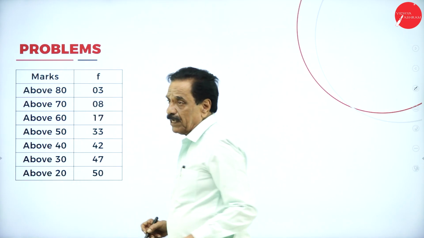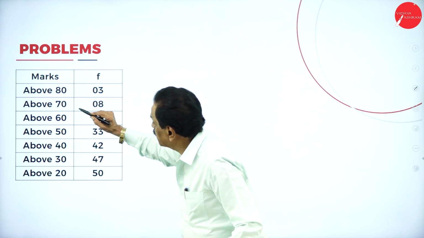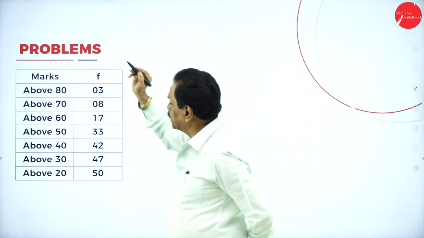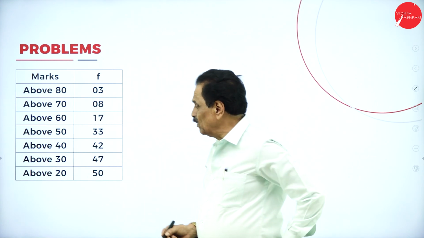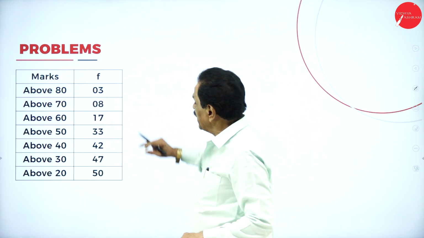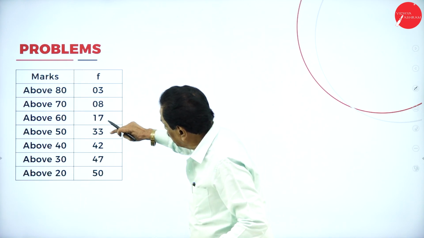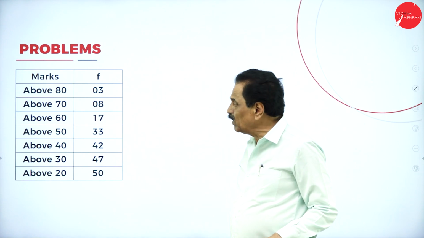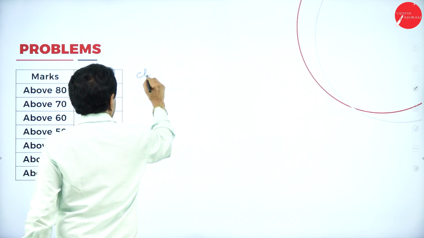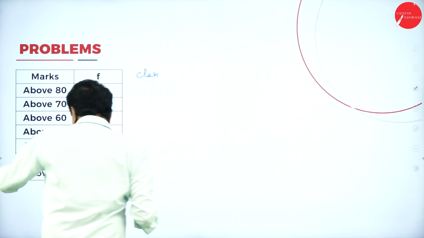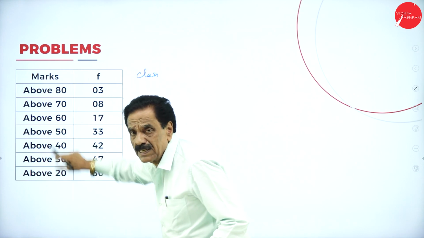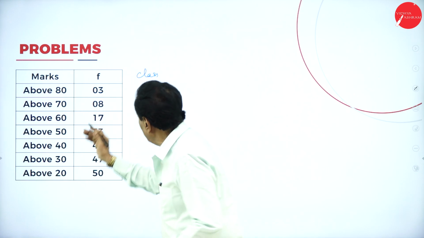Now the problem goes like above 80, above 70, above 60, more than type, no? So it is in descending order. If you see 3, 8, 17, 13, all are increasing. You change that class. Now the class goes like this. From above 20, the difference is 10, no? Go to the bottom line.